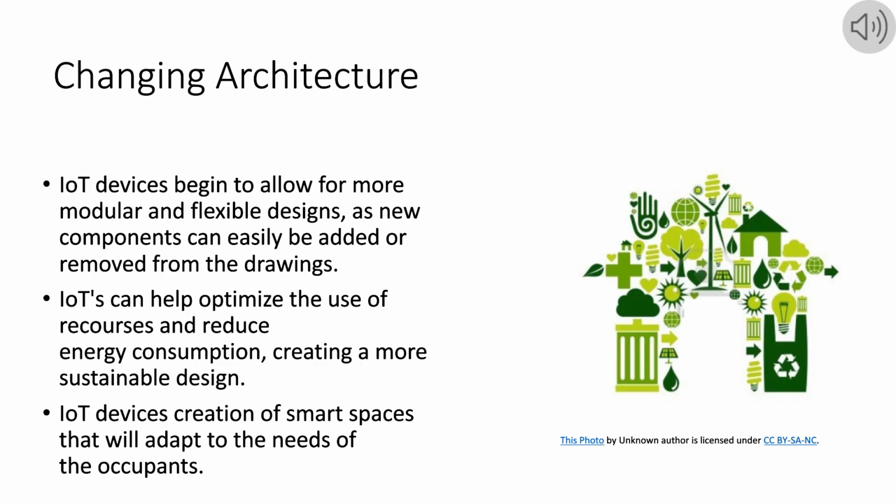IoT devices begin to allow for more modular and flexible designs, as a new component can easily be added or removed from every drawing. IoTs can help optimize the use of resources and reduce energy consumption, creating a more sustainable design. Creation of smart spaces will allow for AI to adapt to the needs of the occupant within the given space.